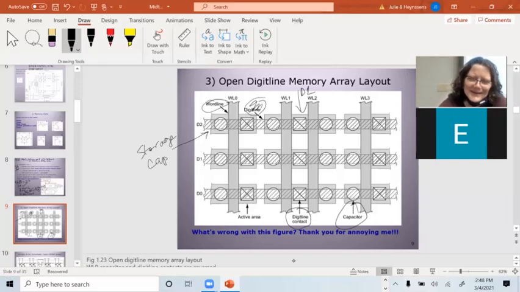The active area is this area right here. That is the transistor. This is the source, this is the drain, and this part of it right here is the gate underneath there, that part of that rectangle. And the word line is that. Yeah, the word line is all in poly. It both forms the gate and performs the function of being the contact between the gates.